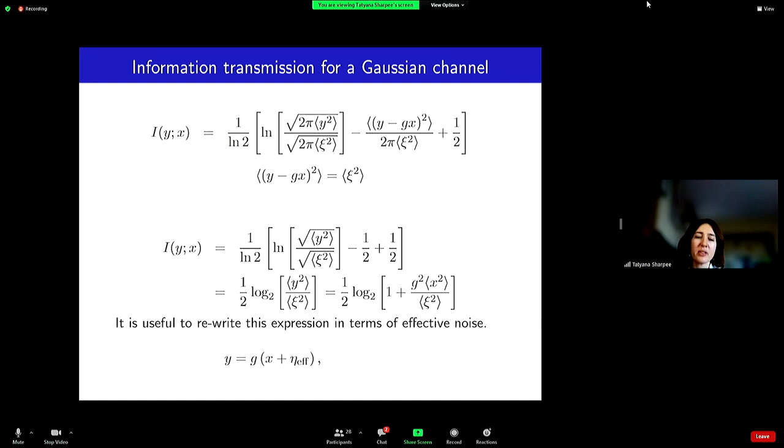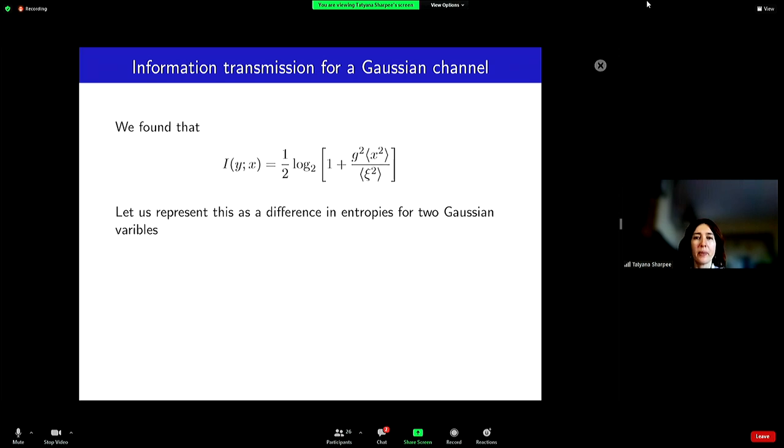So sometimes it's useful to rewrite this in terms of effective noise. So the noise is additive, but because it's a linear system, we can propagate it all the way to the input. Even though the input technically is assumed not to have noise, we will say, what is the effective noise that we have to add to the input in order to have the same noise at the output as we had before? So we just scale this input xi by g, to put it here. And so then it should be x squared over the effective noise.